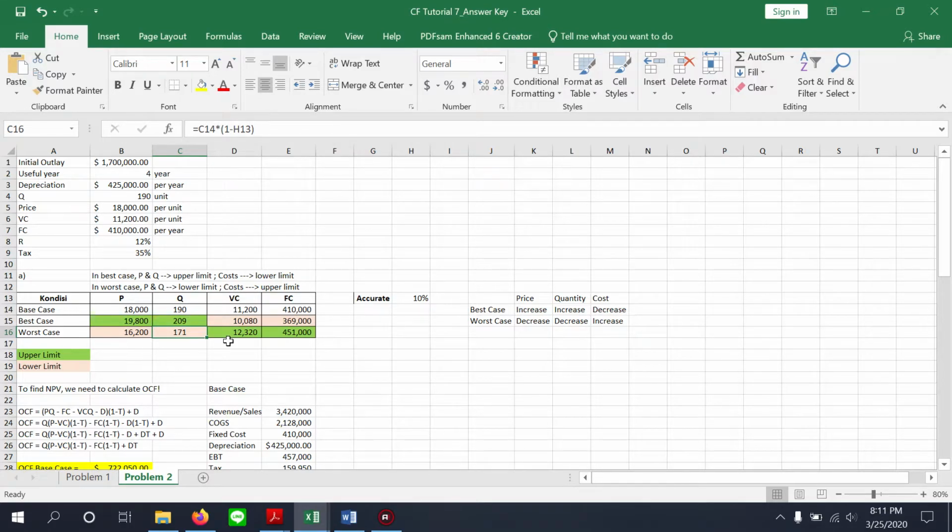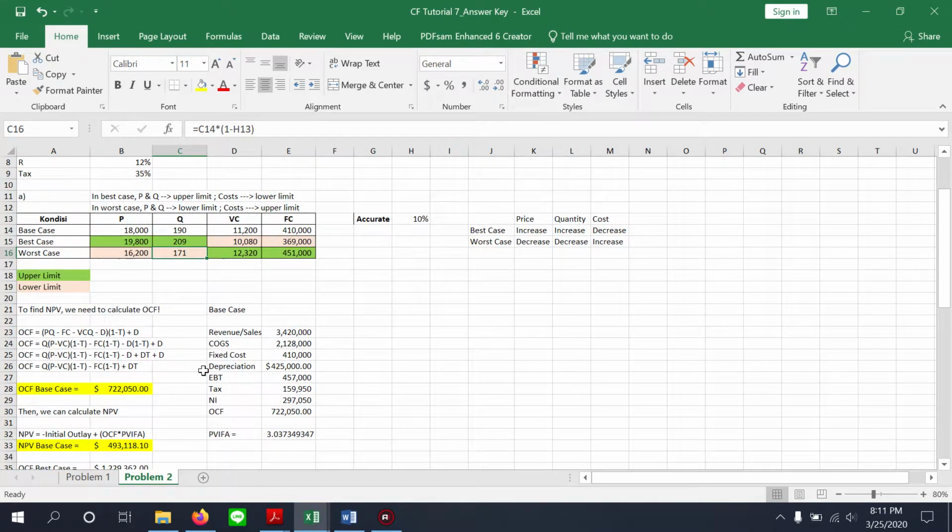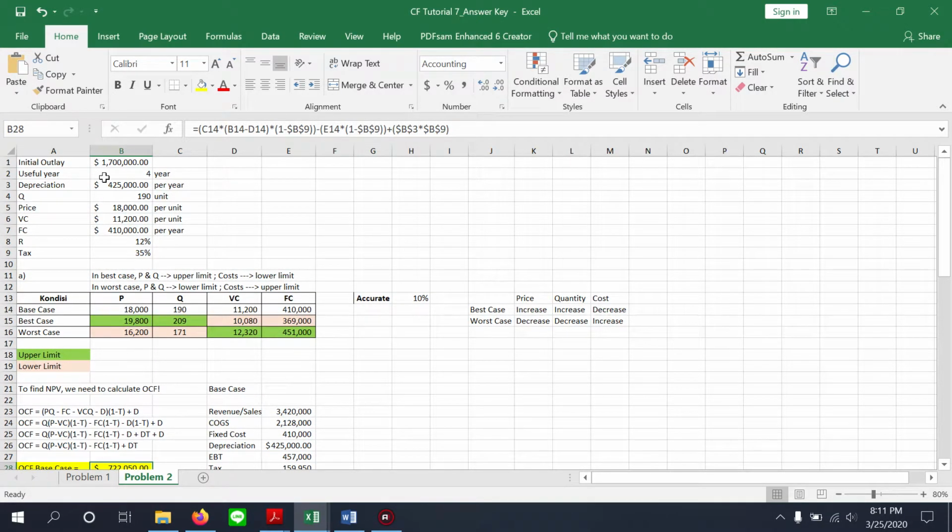Okay? So I will show you that basically we're trying to find the NPV of those things. The first thing we need to know is that we need to find the OCF, or operating cash flow. If you can calculate the OCF, it will be a simple matter, because we assume that from the production year, which is the useful year, which is the 4th year, the OCF will be stable over the course of the years. There is no salvage value. Basically, the OCF will be stable.